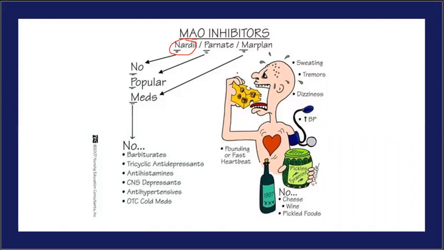So again, you want to tell the client to avoid foods that are rich in tyramine because it can cause their heart to start beating very fast. You want to tell them to avoid old wine, foods that contain tyramine, no cheese, no wine, no pickled foods, because it can cause their blood pressure to increase and cause them to have tremors, dizziness, and sweating. So this is just one way to remind us of what we just covered.